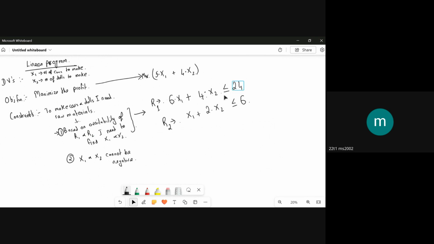So X1 and X2 being less than or equal to 24 and less than or equal to 6 are my two constraints that capture this requirement. Finally, X1 and X2 cannot be negative. So I will say X1 must be greater than or equal to 0 and X2 must be greater than or equal to 0. This is known as the non-negativity constraints.